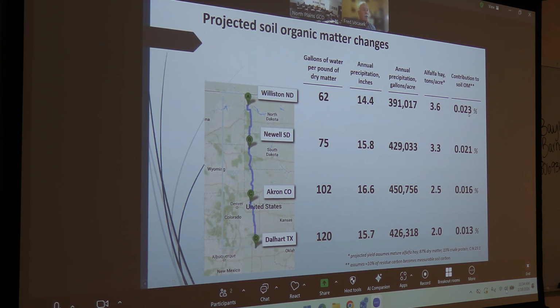And if only 10% of that wound up as soil organic matter, essentially we're looking at twice as much annual organic matter being built up in North Dakota as Dalhart. But it's also a very small amount. We would expect about 0.02% per acre per year to increase using these numbers.